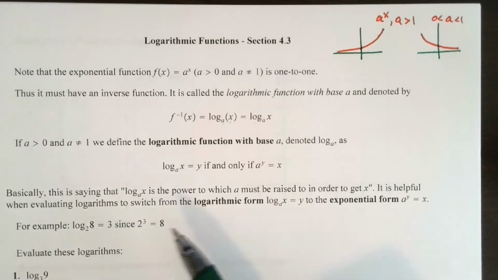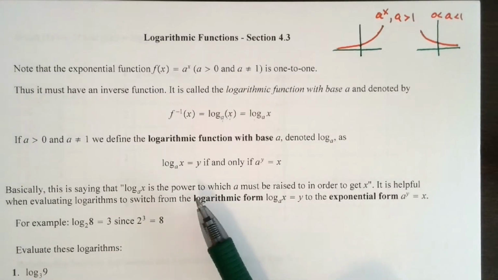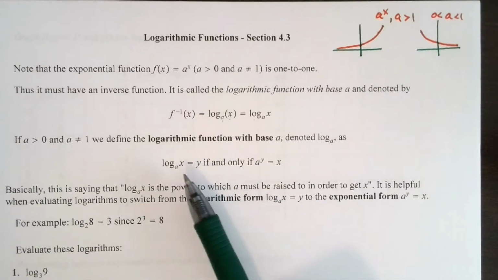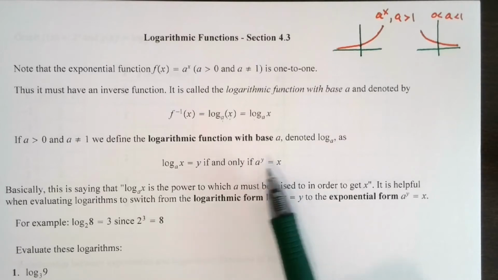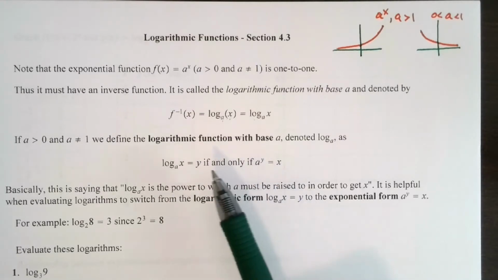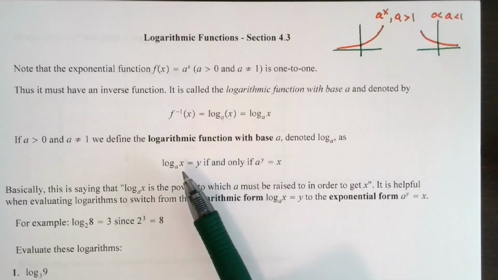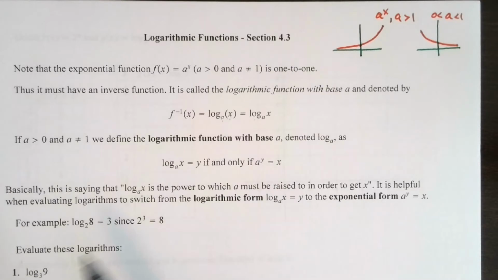So when evaluating logarithms, it's much easier to think about the so-called exponential form. This is the logarithmic form. This is the exponential form. So you've got to be able to write in between these forms. It's very important, so you're going to practice that. That's part of the homework. For instance, log base 2 of 8 equals 3, since the base is 2, raised to the exponent, which is the logarithm, 3, is equal to 8.